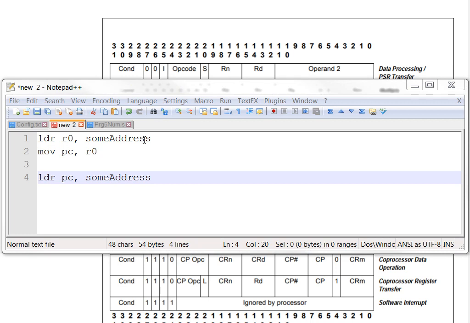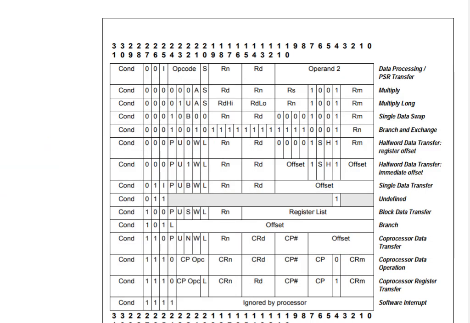Now, we used MUL and MLA in an early example. Those are represented by these formats here, the top format, multiply format there. Let's see how those instructions are organized. In most tables, they're just under the data processing line, as you see here. And they are under multiply, not multiply long.